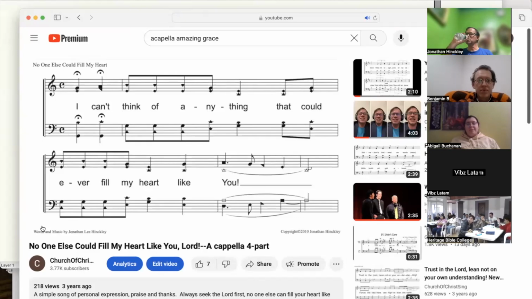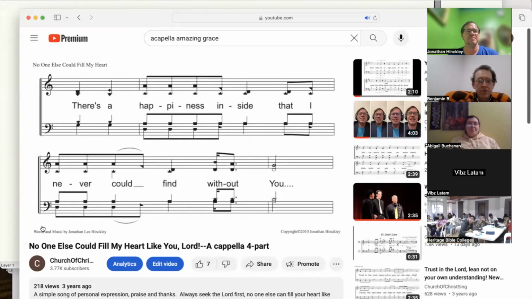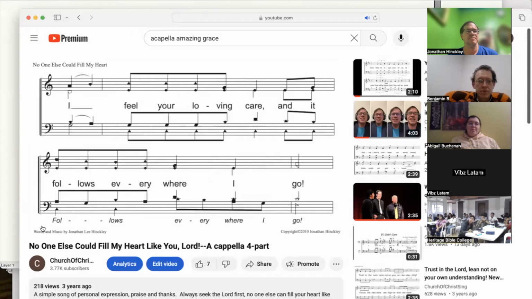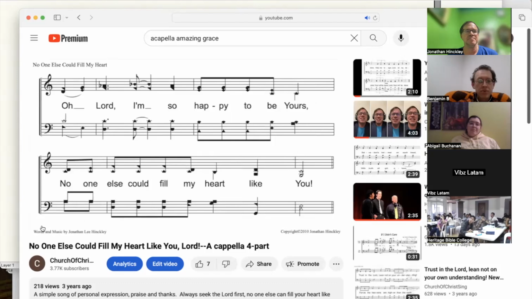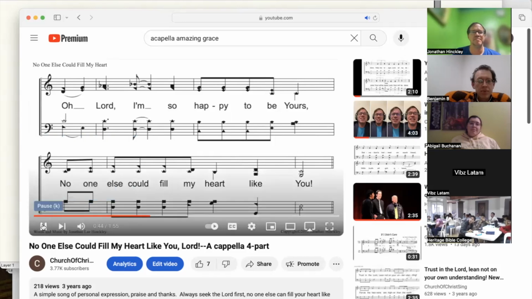I can't think of anything that could ever fill my heart like you. There's a happiness inside that I never could find without you. I feel your loving care and it follows everywhere I go. Oh Lord, I'm so happy to be yours. No one else could fill my heart like you.